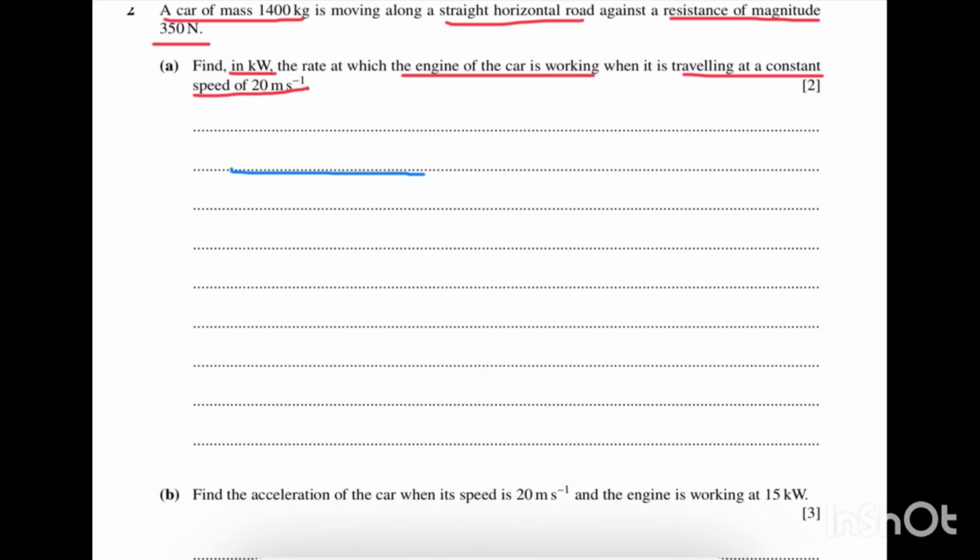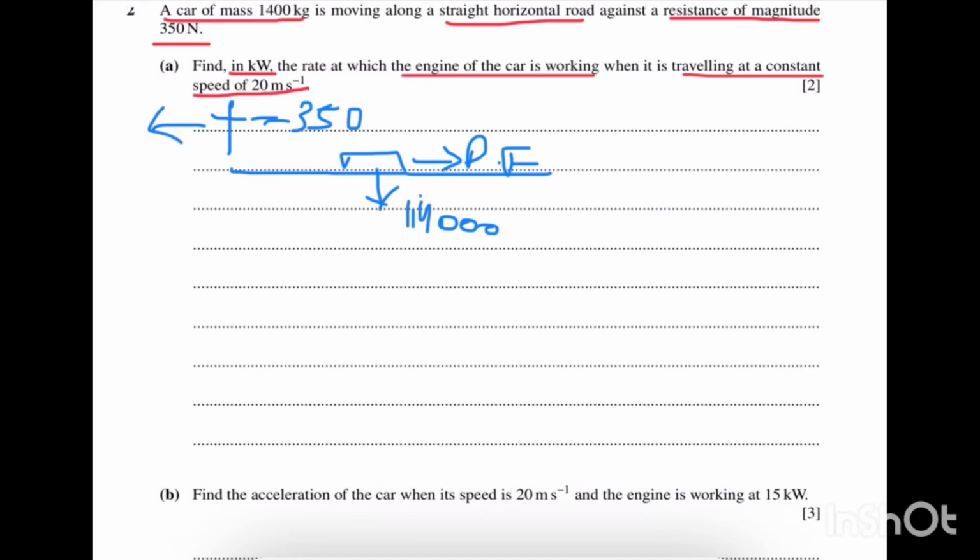So this is the straight horizontal road. Let's say this is the car. It has a mass of 1400, so its weight will be 14,000. And then they're saying that the car is moving along, so the engine of the car is exerting a certain driving force with its power. So there will be a driving force, also known as a forward force, and they have told us that there is a resistance of magnitude 350 newtons, which is basically friction 350, and it will act, let's say in this case, leftwards since the car is moving rightwards.